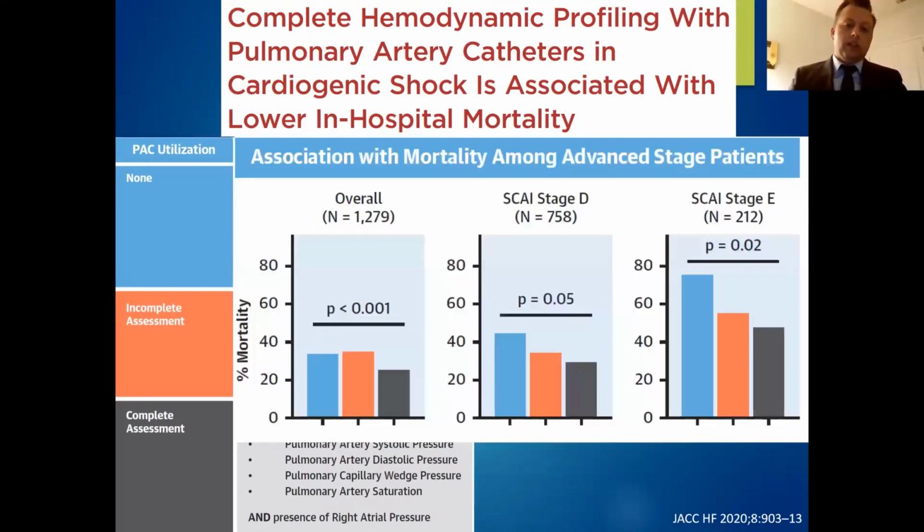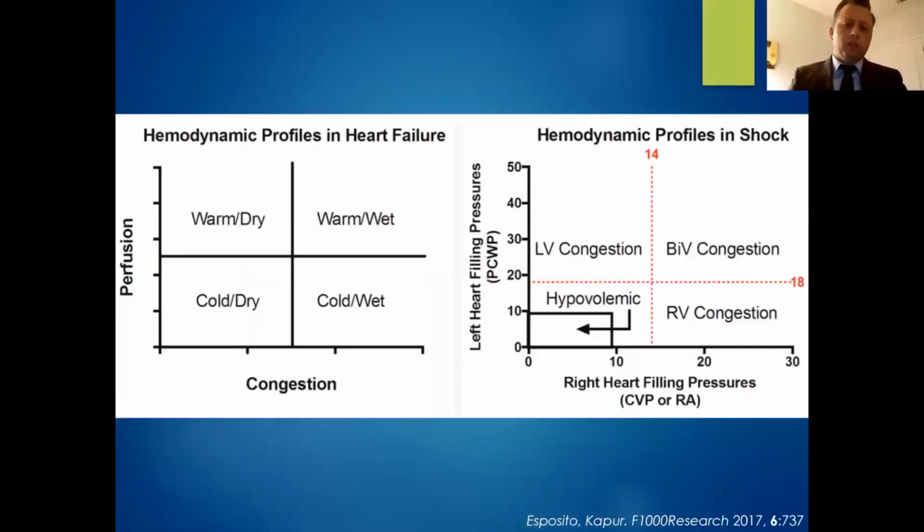And this is just looking at the data. So patients overall, if you get a complete assessment of the pressures, as well as the PA sat, those patients tended to have a better mortality, whether they're even overall stage D or stage E patients. And really what you want to do is you want to do this up front. You don't want the patient to be sitting around in cardiogenic shock in the ICU and just be flying blind.